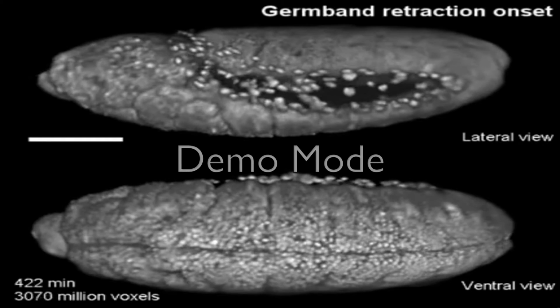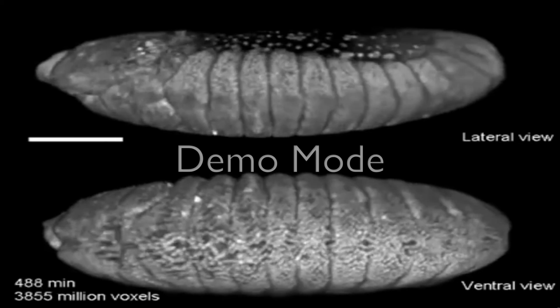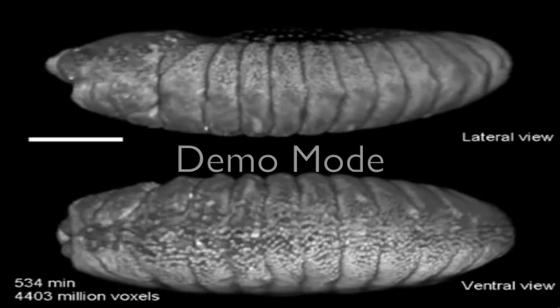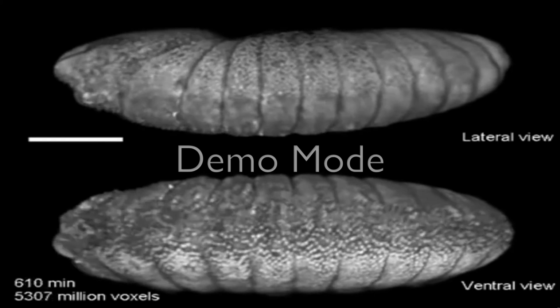Here's a quick video of Hox genes in action. As you can see, the complete development of the Drosophila and the end result of the different body segments.